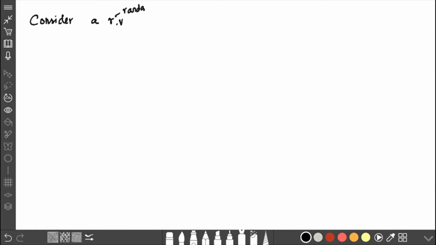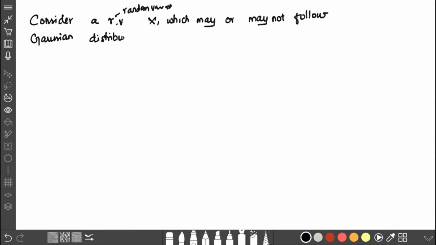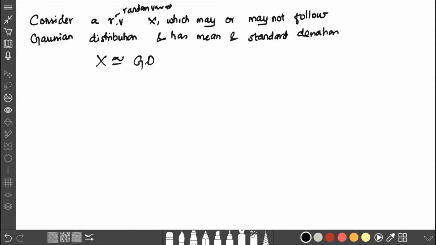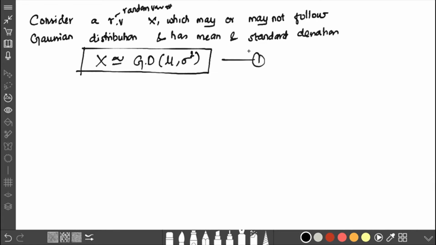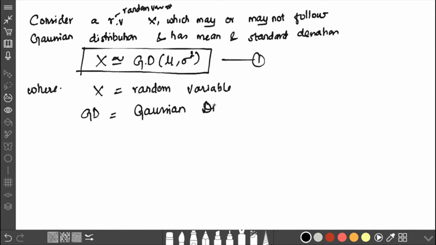Considering this, we take a random variable x which has a mean value of mu, and which may or may not be Gaussian distributed. It can be a Gaussian distribution or any distribution. It has a mean value and a standard deviation, where the mean is represented by mu and the variance by sigma square. So in equation number 1, x is approximately equal to a Gaussian distribution with mean mu and variance sigma square. To explain again, x is the random variable, GD is the Gaussian distribution, mu is the mean, and sigma square is the variance.